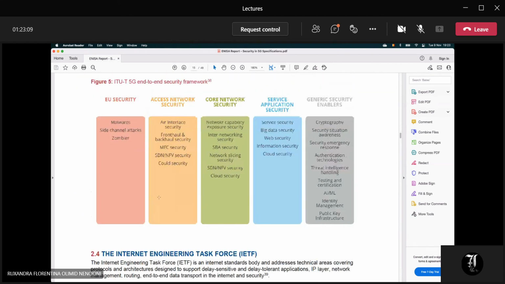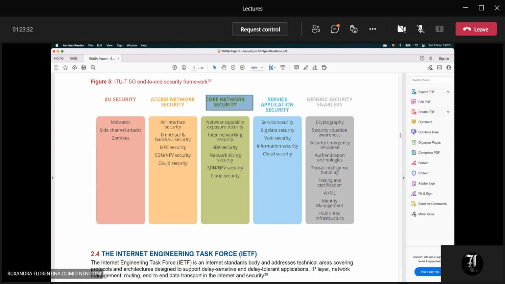I will not go over everything, okay? I can look at the security from different perspectives. And here there are many things where you can just choose one of them and talk about that one. So I can look at the security in the access network. I can look at the security in the core network.